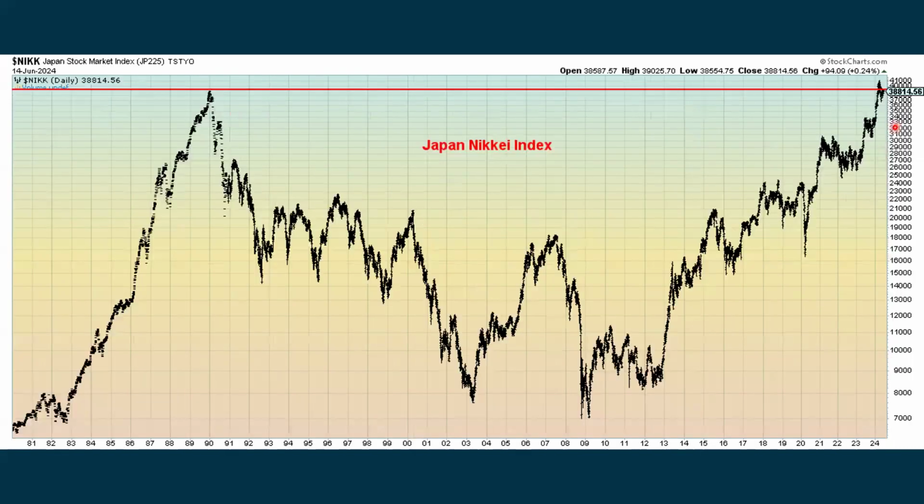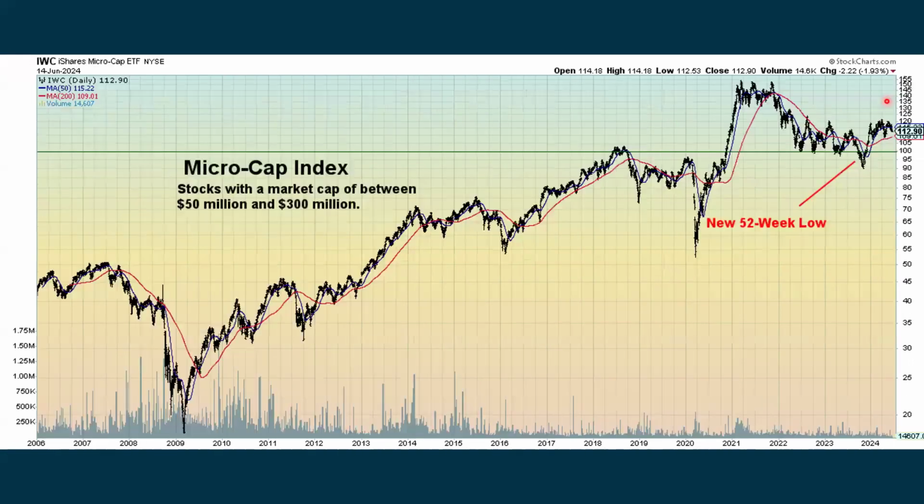The Japanese Nikkei index is still not quite back to its previous high here. It set a high back in 1989. It was finally able to go above that. Then it had been dropping below it. We'll see if it can get back above it again. Microcaps, smaller companies, in an uptrend, but falling below its 50-day moving average.